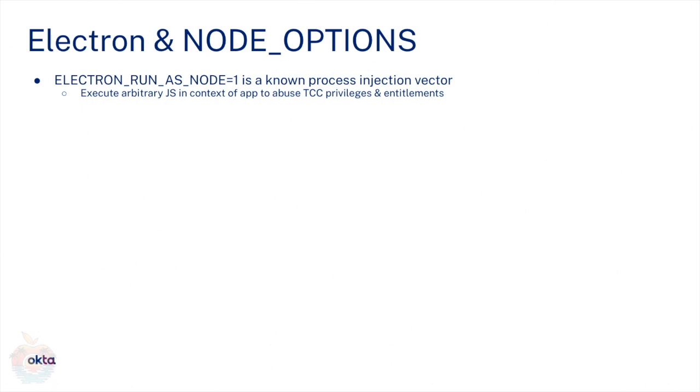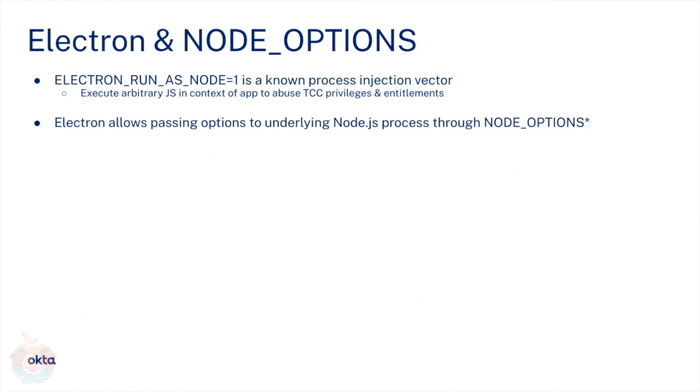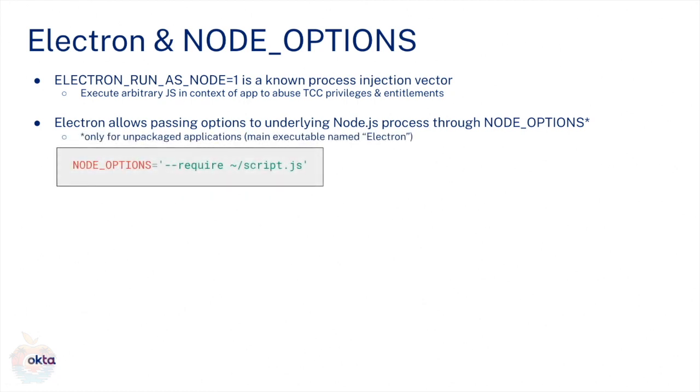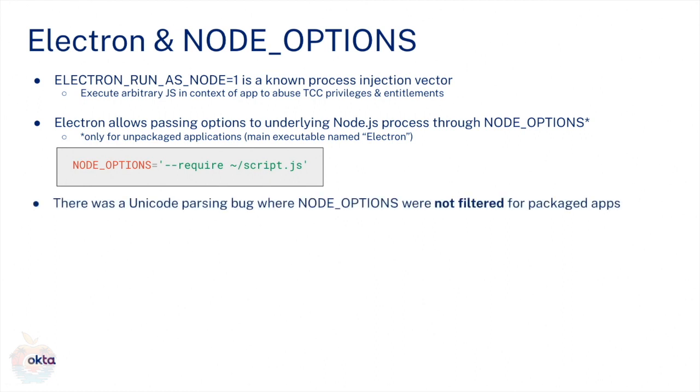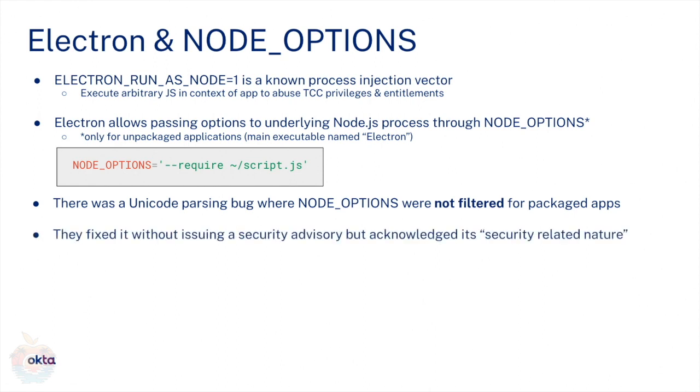However, we do have a very strong primitive available to us, and that's controlled environment. We can achieve process injection through NODE_OPTIONS, where you can pass command line flags to the underlying node process in an Electron app. The one we're interested in is the require flag, where it takes the script provided and just executes it. That's it. Now, there's a bit of nuance to this, because officially, according to Electron docs, this is only for unpackaged apps. For packaged apps, it's filtered. A packaged Electron app has its main executable renamed from Electron, all right? But there was some Unicode parsing bug where it wasn't properly filtered. They sort of fixed it.